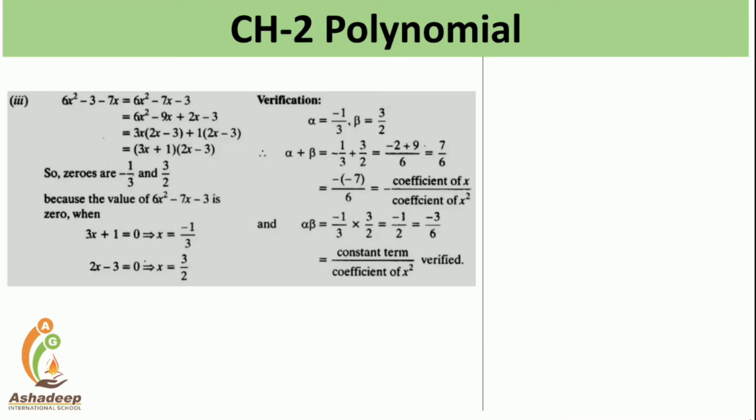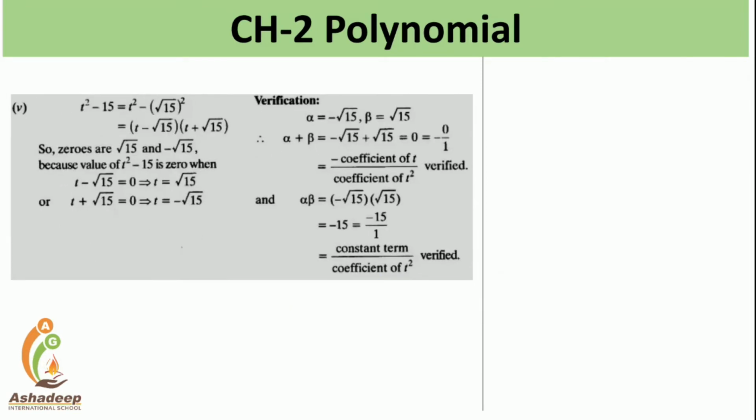Then similarly we have to do it with alpha into beta, right? That you have to do by yourself. Practice it. Now this question is a bit different. It's t square minus 15. So you can do it in any way.